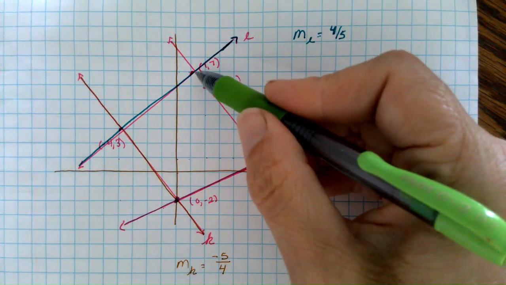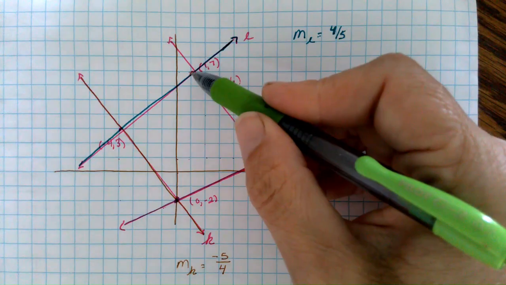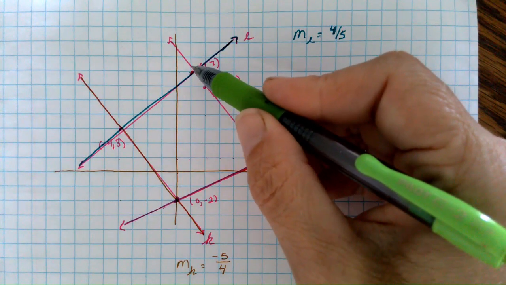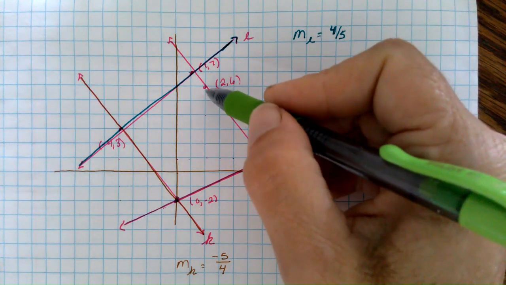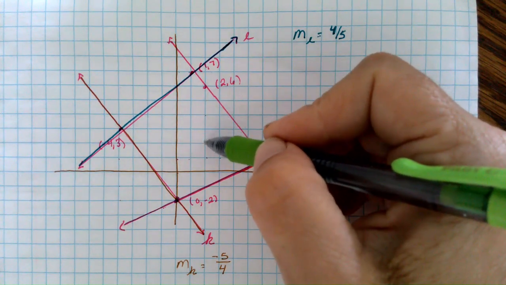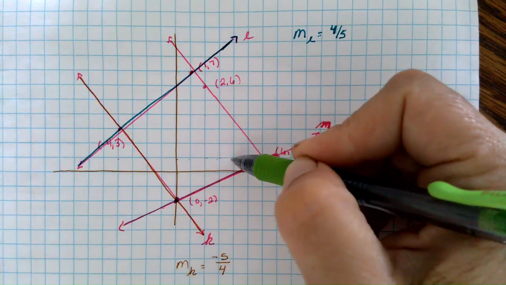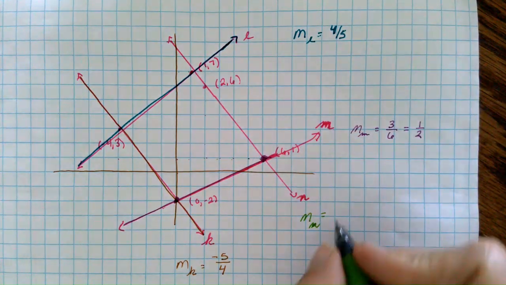Okay, it does not quite go through (1, 7). I'm just making sure you see that that was off, because it's definitely above. But (2, 6) and (6, 1). So 1, 2, 3, 4, 5. 1, 2, 3, 4. So we went down 5 over 4.